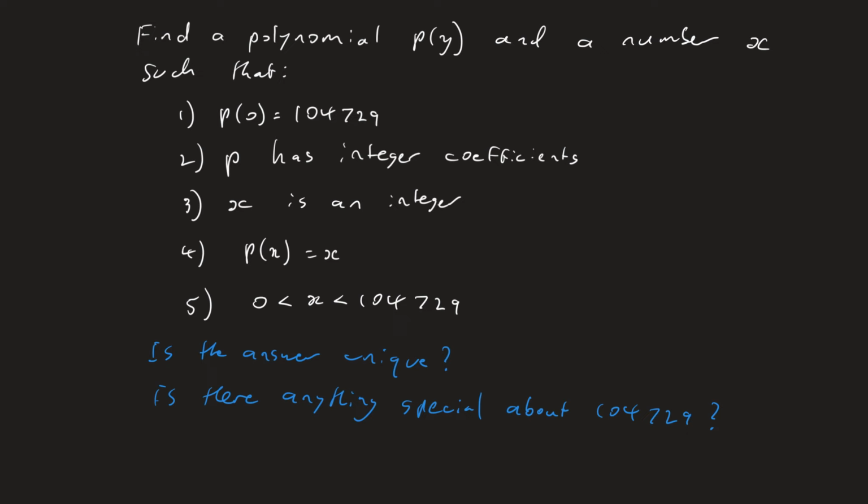We can also ask, is the answer unique? Now the calendar only asks us to find the number x. It doesn't actually ask us to find the polynomial p of y, but we do that as well. And we can also ask, is there anything special about this number here? Why did the people that made the calendar choose this particular number? And would this problem still work with different numbers here?